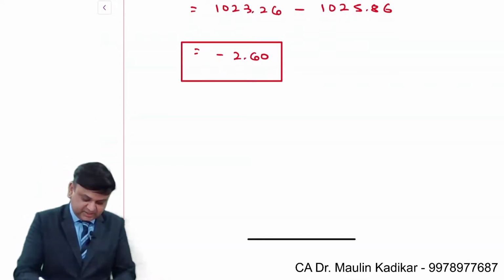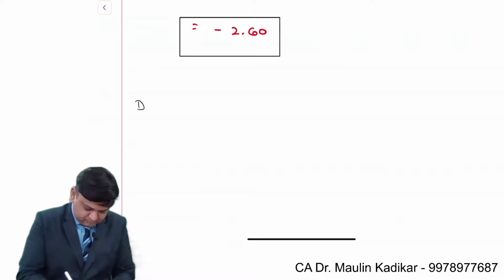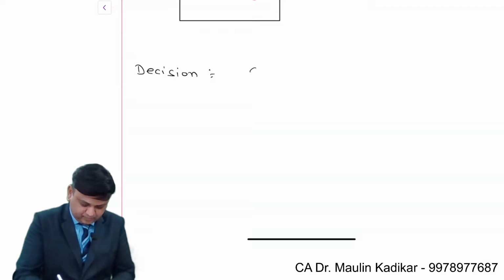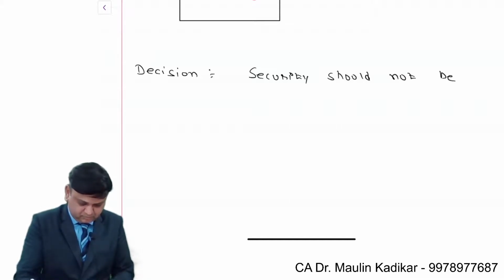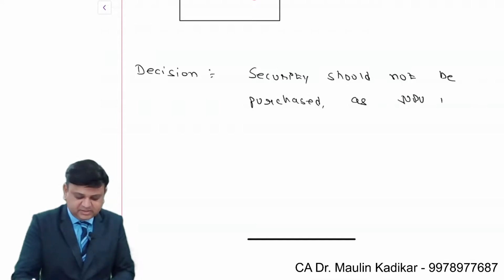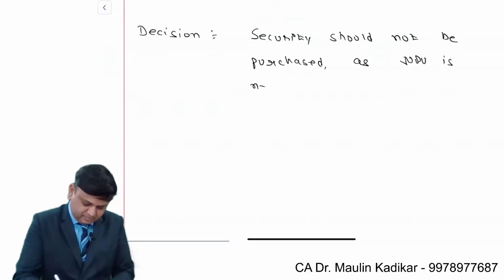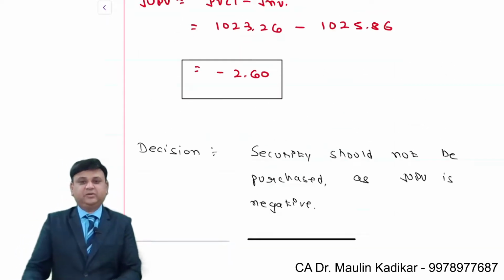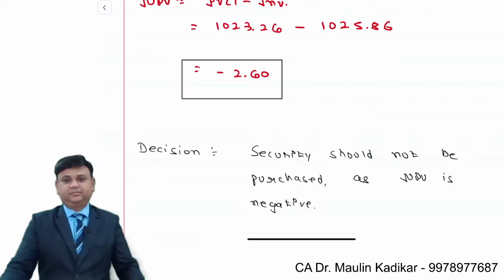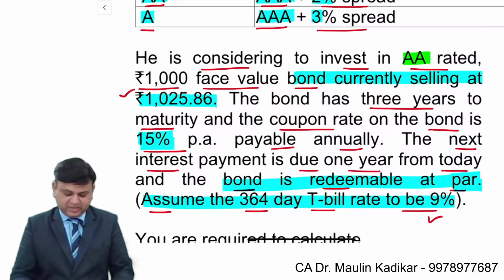So over here the decision is like this: security should not be purchased, comma, as NPV is negative. That is the way we are required to write the answer. Please take down the answer. Next question.